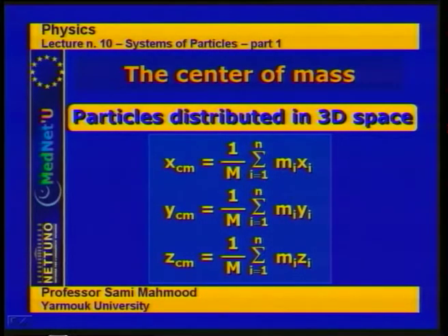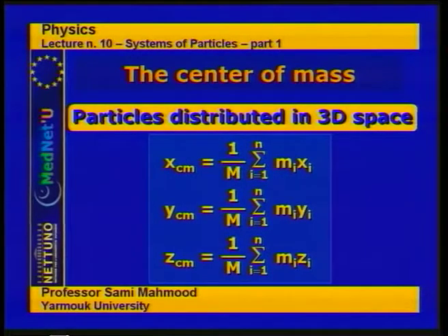In this manner, we have determined the position of the center of mass of any system of particles, if we have a collection of particles distributed in three-dimensional space, since we have determined the x component, the y component, and the z component of the position of the center of mass. Knowing its three components completely defines the position of the center of mass of the system.